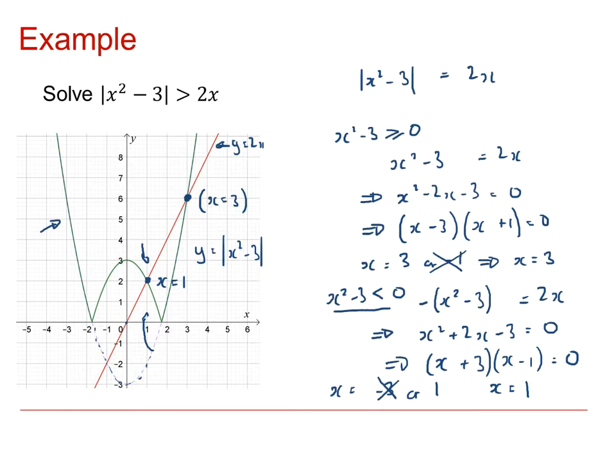Now that we know the critical values, we can consider the inequality. We want to know when the modulus of x squared minus 3 is greater than 2x, or in other words, when the green line is above the red one. Well, we can see therefore that we have to be below the value of x equal to 1 or above the value of x equal to 3. So the solution to our inequality is that x is less than 1 or x is greater than 3.